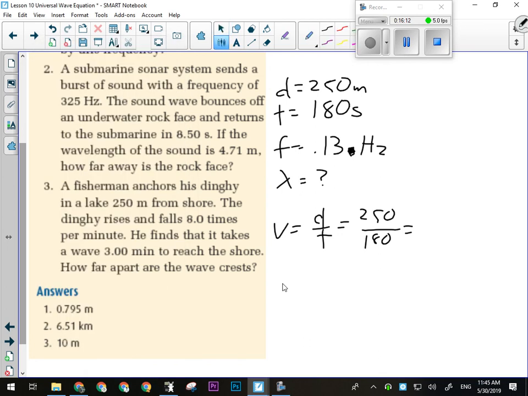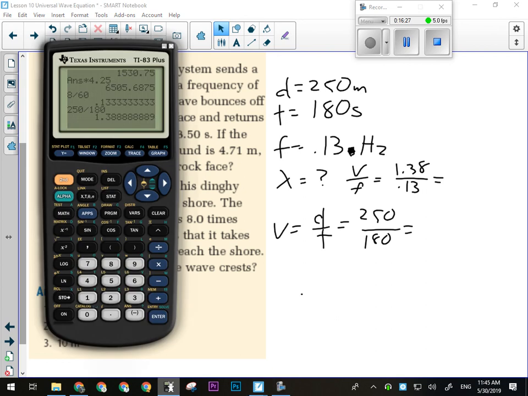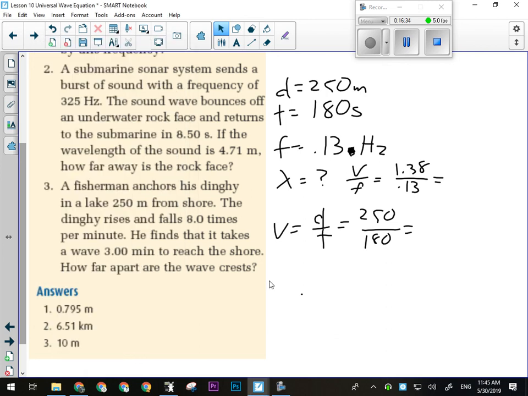Now I can calculate lambda. Lambda will equal V divided by F. So I'll take my 1.38 and divide that by 0.13. So these are pretty long waves. All right, so these waves are 10.7 meters long. Actually, we only have 2 significant figures, so 10 meters long. Actually, no, they should be 11. It should say 11. So they made a mistake on that, but that's fine. Everybody okay with that one?